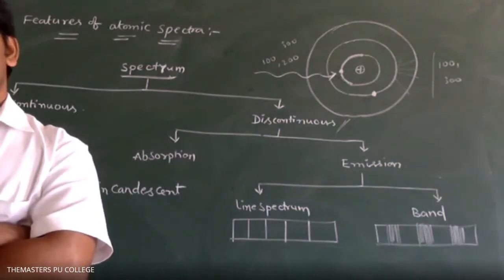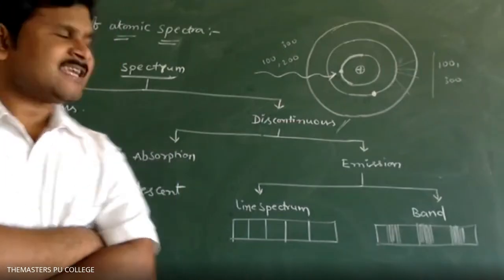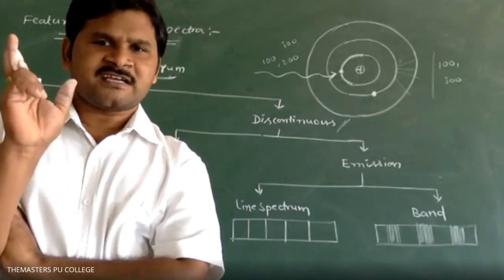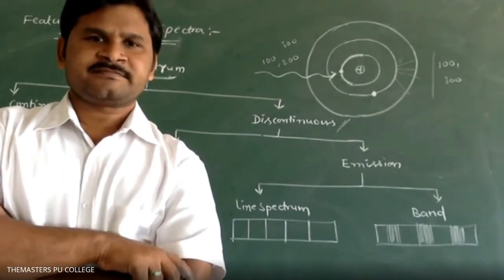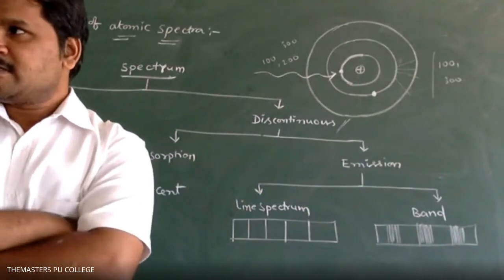We can also split sunlight, sir? Sunlight is not an absorption spectrum; it is a continuous spectrum. Natural phenomena look like continuous spectrum. Sunlight, moonlight, all are continuously present.